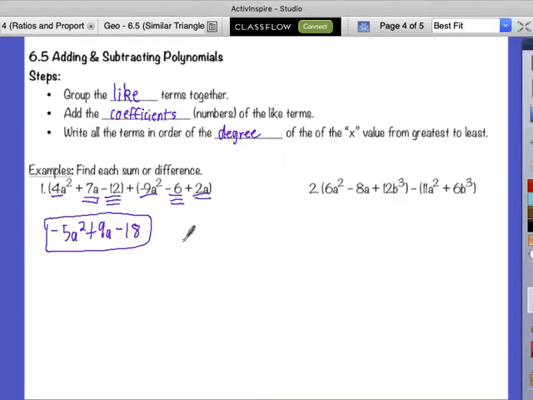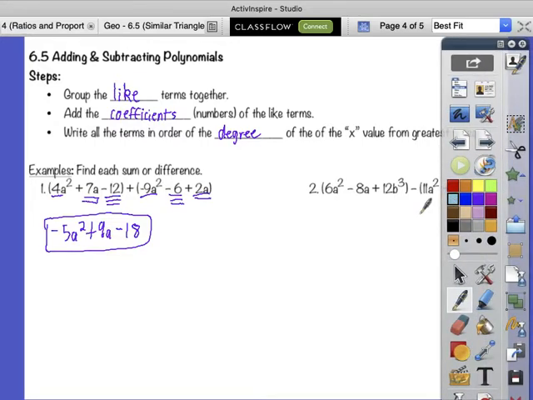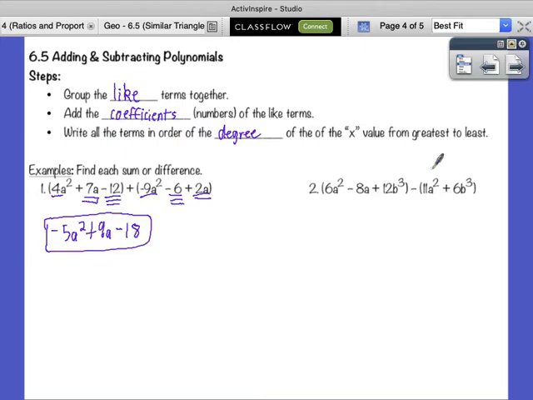Questions on the first one? Okay, now in the second one, what's our change between this first one and our second one? Subtraction. We have subtraction now, right? Now here's the thing, a lot of us, when we go through this, actually, scratch that. Let me start over. What would come first? Let's group our like terms together first.